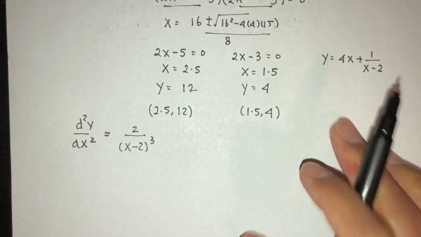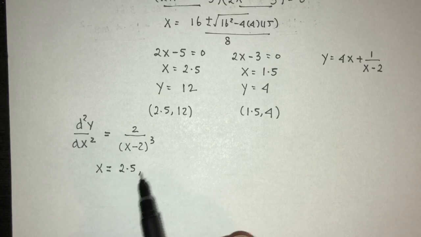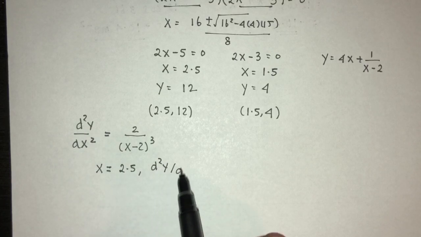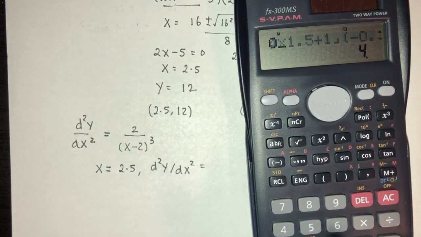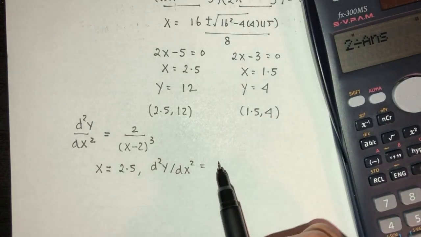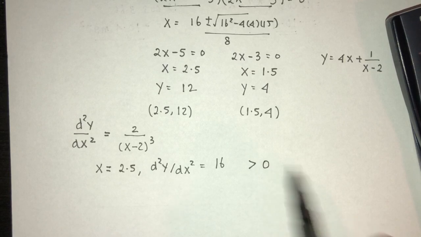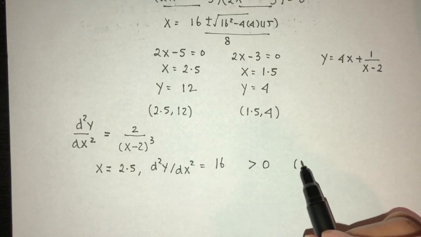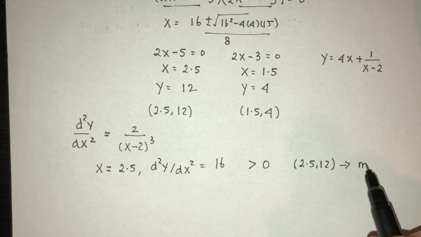Now for the first point, let's replace the value of x. So let's say when x equal to 2.5, so d2y by dx2 is equal to what? 2.5 minus 2 is 0.5, power 3, to divide 2 by the answer, that should be 16. So 16, which means that the value is more than 0, it is positive, so it means that this point 2.5 and 12 is a minimum point.